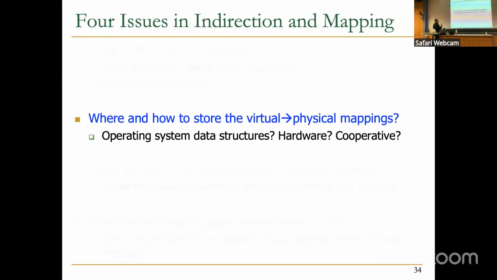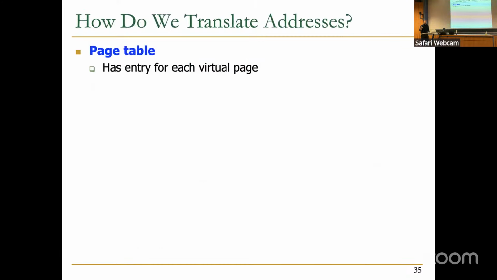Okay, cool. So basically, this is the question that your colleague answered before. Where and how can we store the virtual to physical mapping? Do we use the operating system? Do we do it completely in hardware? Do we do it completely in software? And there are many ways to do it. And most modern systems use a page table.